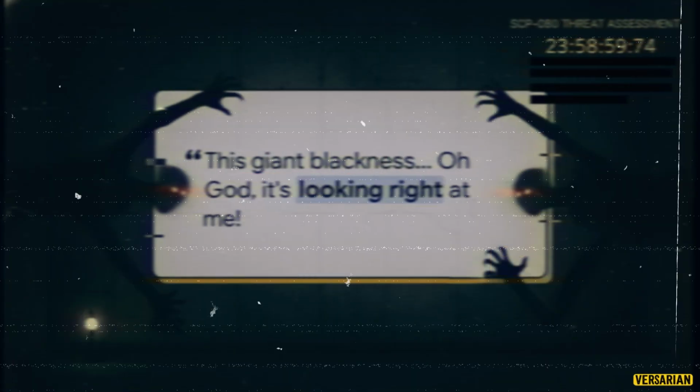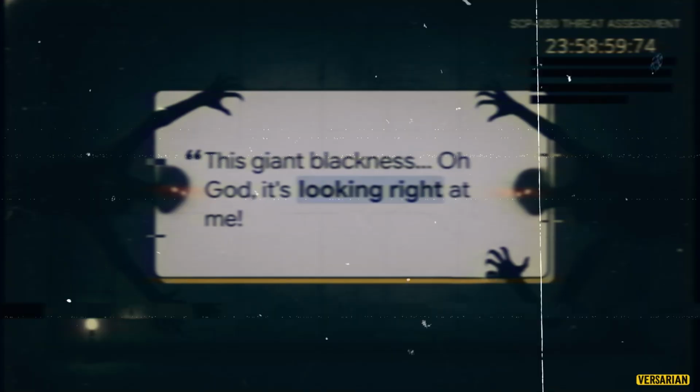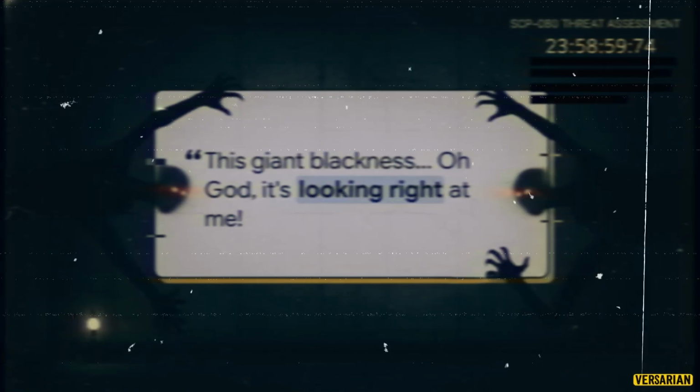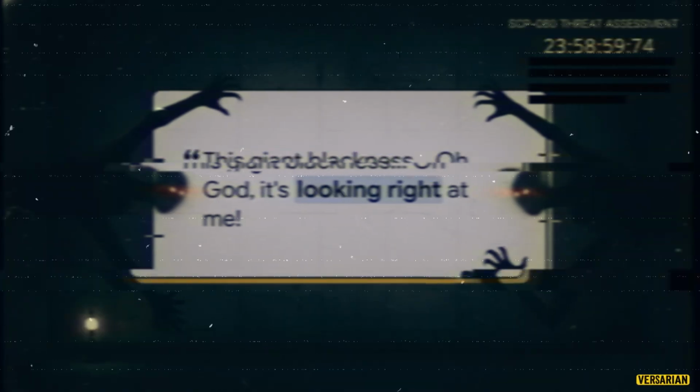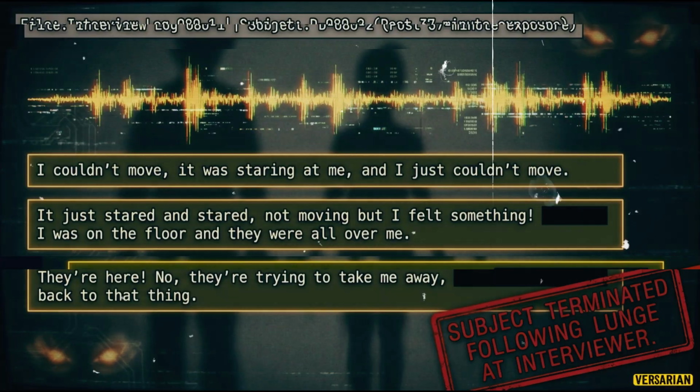Quote, "This giant blackness, like someone just standing in the corner. Oh God, it's looking right at me." The subject managed to note that the entity's eyes looked like vapor right before losing consciousness entirely. And honestly, the results of surviving the entity are arguably worse.